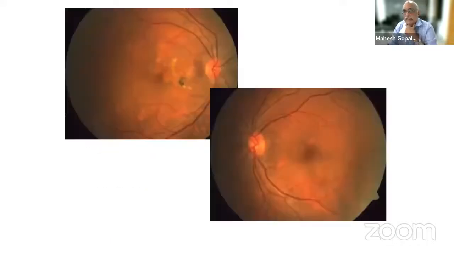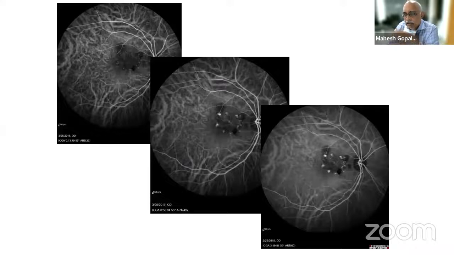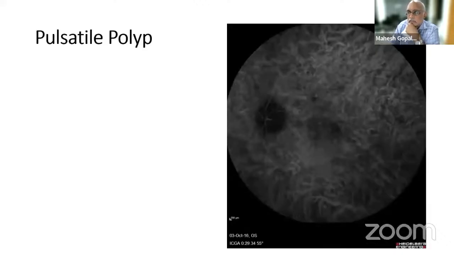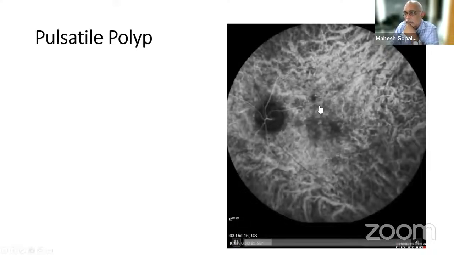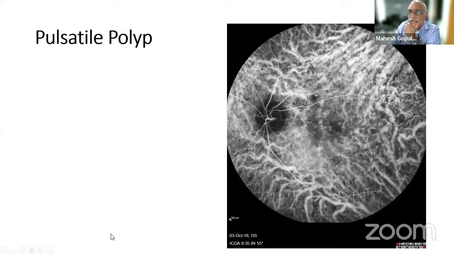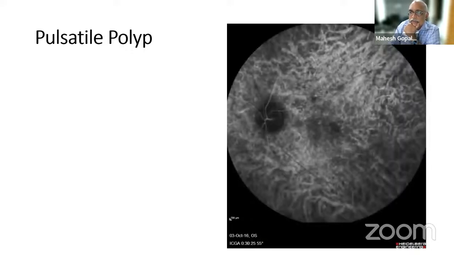Another, and I'm finishing, is a ring of polyp around a branching vascular network and post-treatment resolution. So this is pulsatile polyp. In fact, you can see that area, a nice pulsatile polyp. I have a collection of around 5-6 cases. We treat just like any other polyp, and we have not seen any massive hemorrhage in these cases.